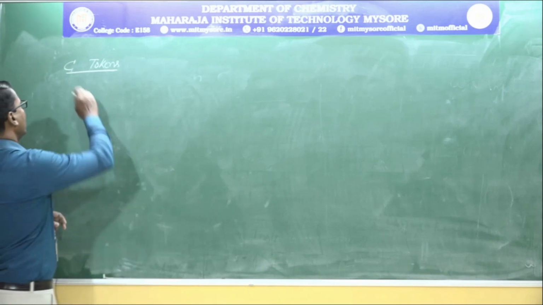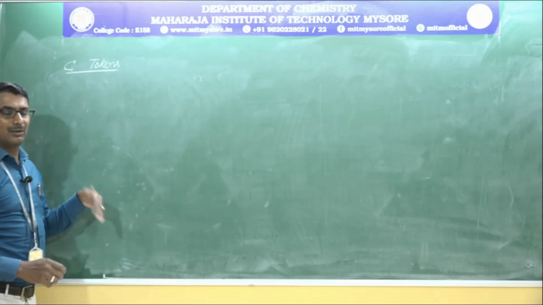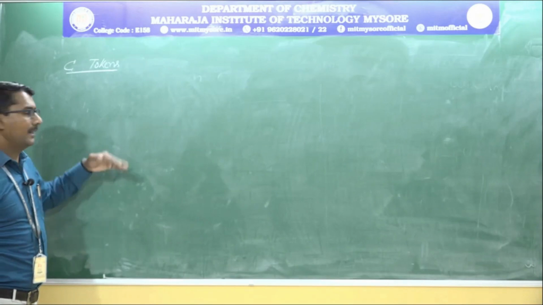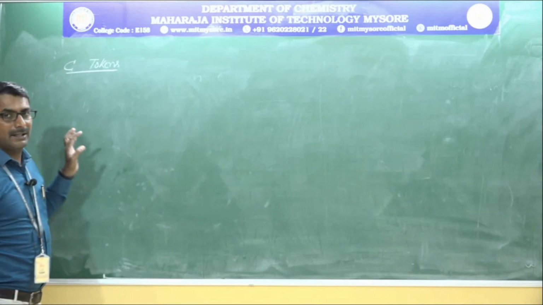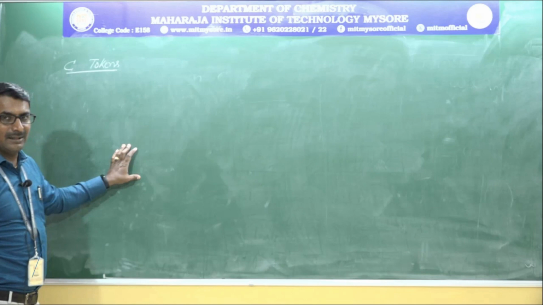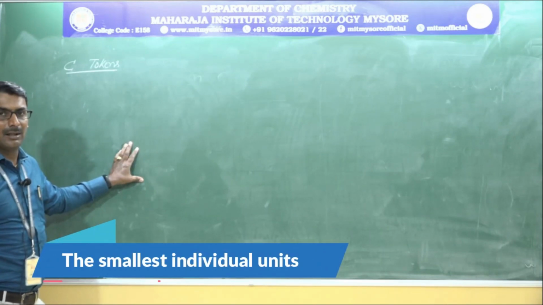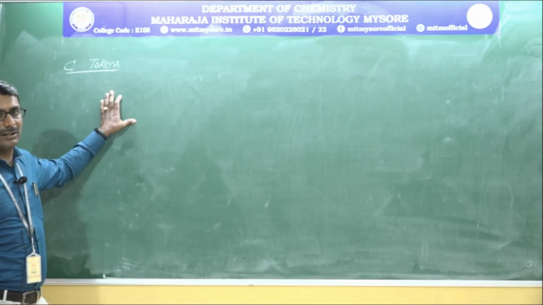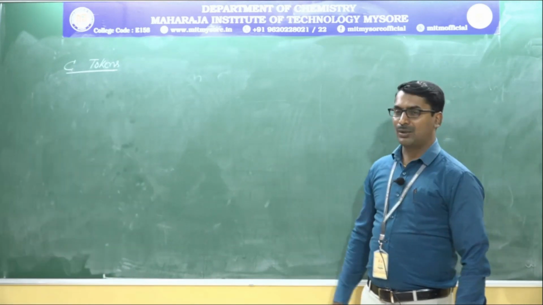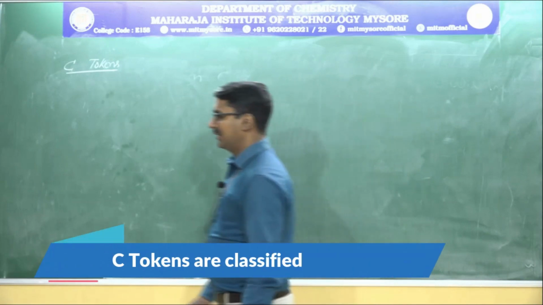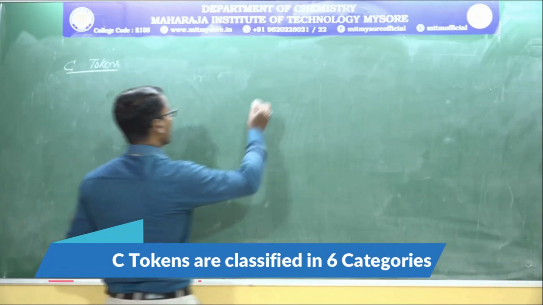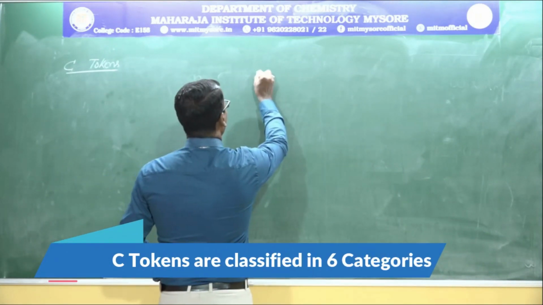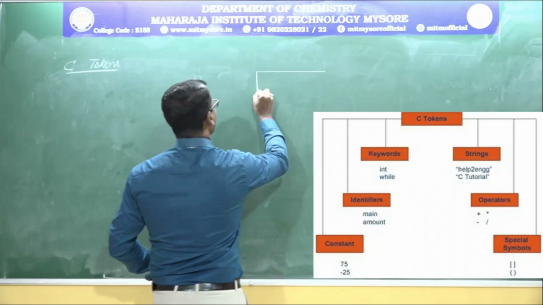The next topic is C tokens. Once we know the character set, the next important thing is the C token. A token means a passage of text, a word, or a punctuation mark. Collectively, this is called a token. C tokens are classified into 6 categories.